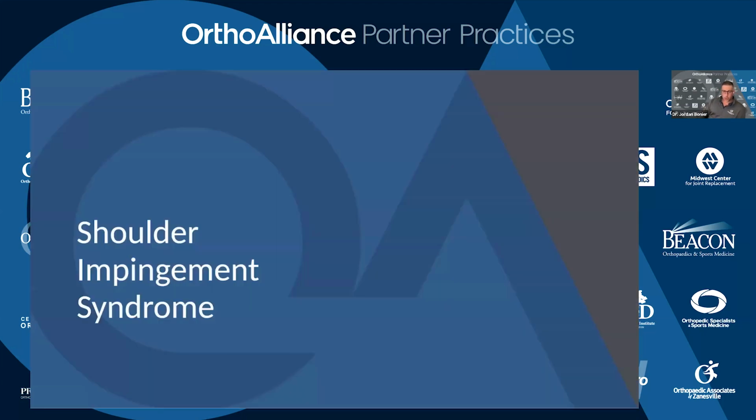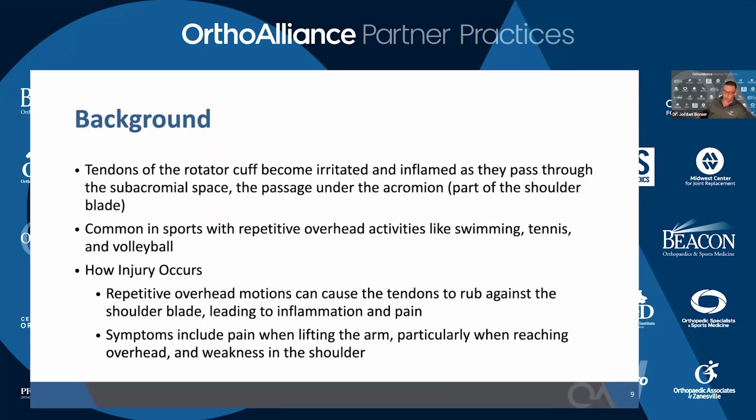Last one we're going to talk about is shoulder impingement syndrome. And this is probably the most common type of shoulder issue that I see in my practice, whether related to sport or not related to sport. And essentially, what this is, is the tendons of the rotator cuff become irritated and inflamed as they pass through a space that's called the subacromial space.